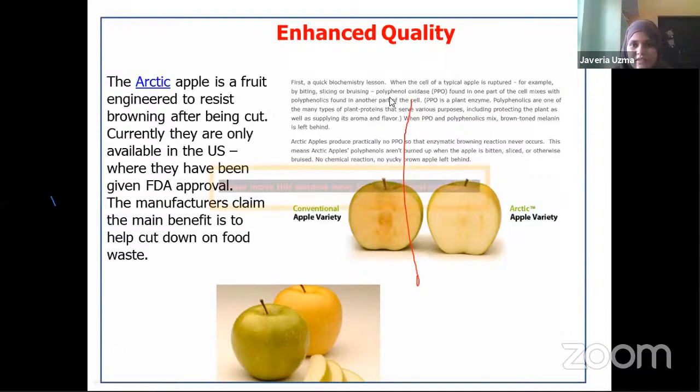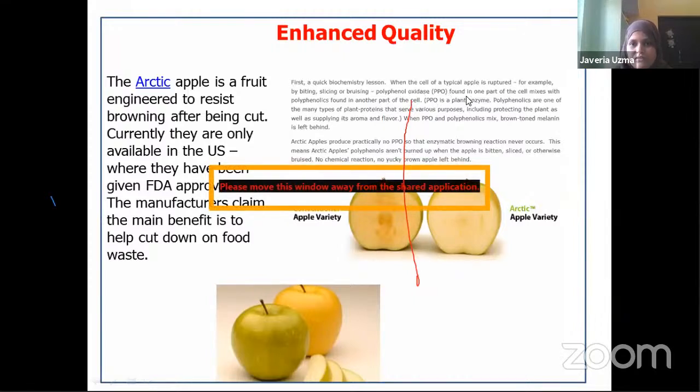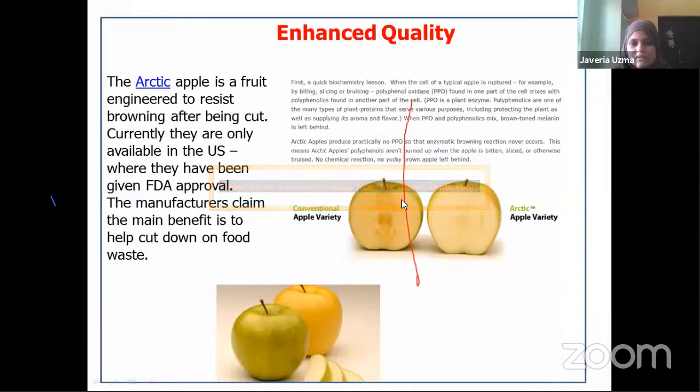Why? Because this contains a compound known as polyphenol oxidase. This polyphenol oxidase of one cell mixes with polyphenols of another cells of this apple. When all the polyphenols mix with each other, they produce a compound known as melanin. Brown toned melanin is produced that will cause the apple to turn brown. This is known as enzymatic browning.